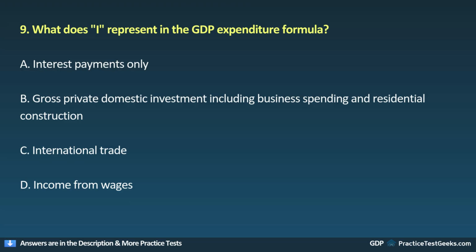9. What does I represent in the GDP expenditure formula? A. Interest payments only. B. Gross private domestic investment, including business spending and residential construction. C. International trade. D. Income from wages.